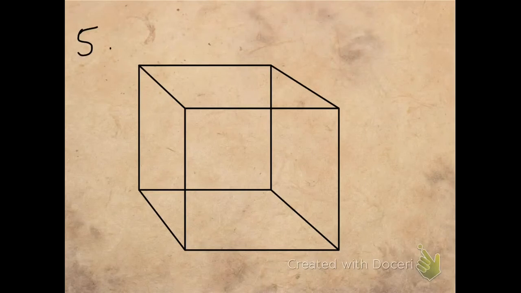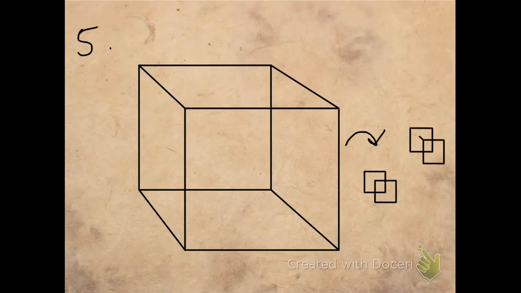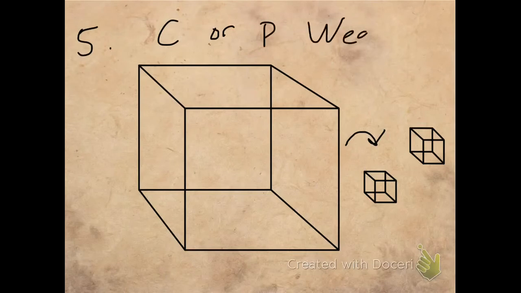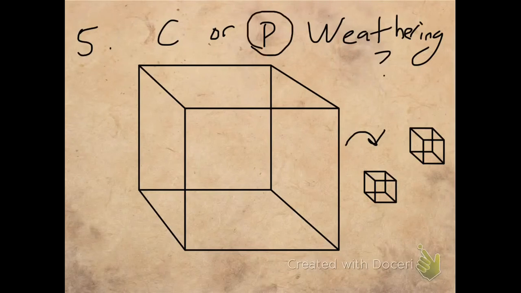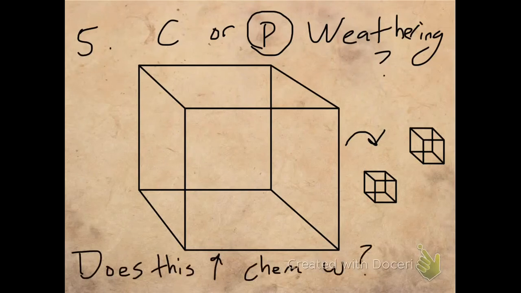So now with question number 5, I've drawn a nice big box which represents a huge boulder. And I'm going to break that boulder down into smaller chunks of boulders, maybe smaller cubes. So what have I actually done to break the big boulder into smaller boulders? Is that a chemical weathering process or a physical weathering process? And it is a physical weathering process because I'm physically breaking down that rock into smaller bits. But by doing so, does that actually increase the rate of chemical weathering as well? And the answer is yes, because you're increasing the surface area, more area for acid rain and so forth to attack.